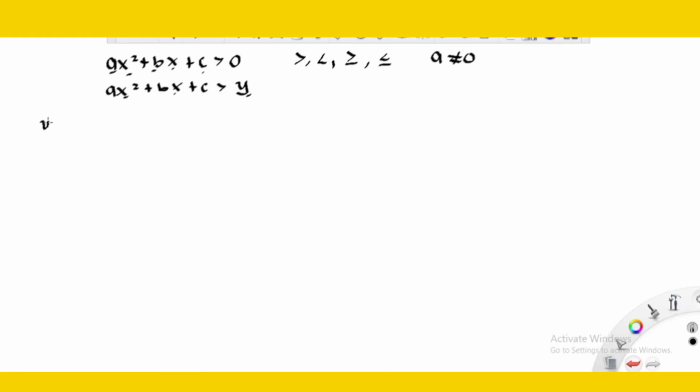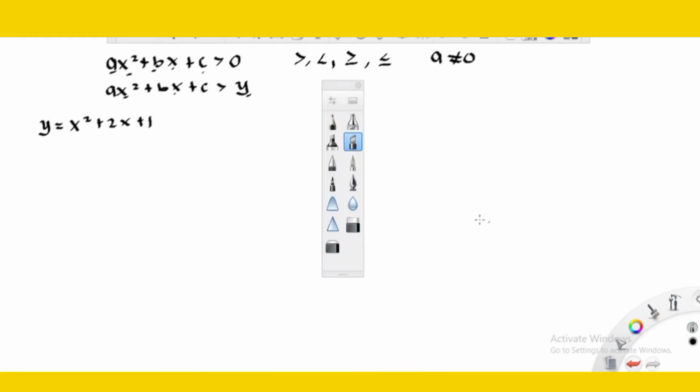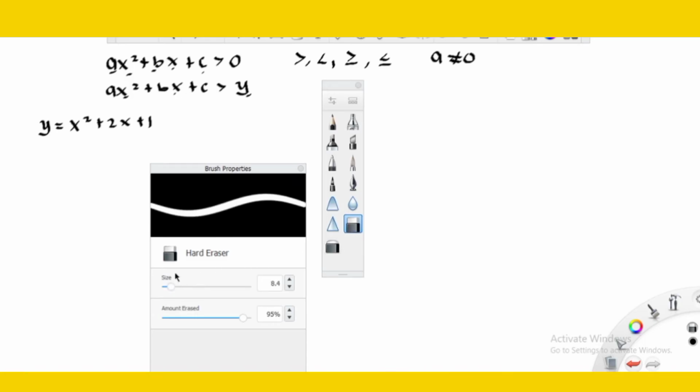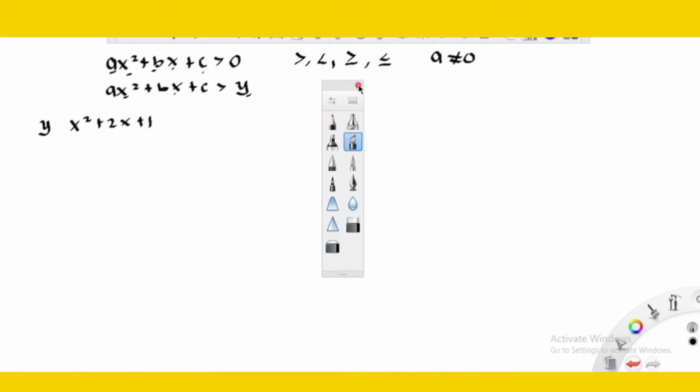Okay, so let's have an example. Let's say we have y equals x squared plus 2x plus 1. Or let me change this, I'm sorry for that. Let's erase this and make it greater than. So this is an inequality. So the given is y is greater than x squared plus 2x plus 1. So this is an example of a quadratic inequality in two variables.